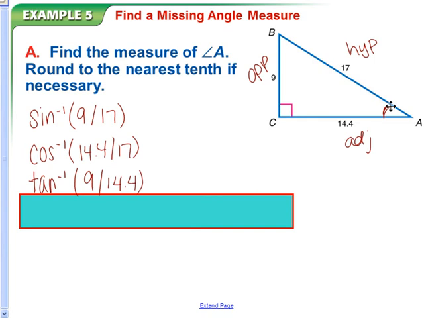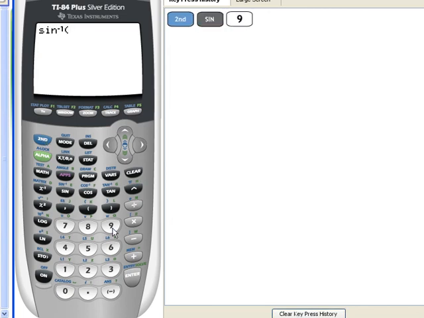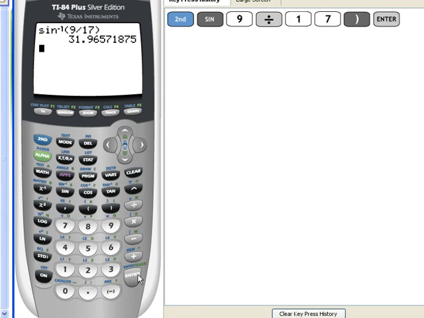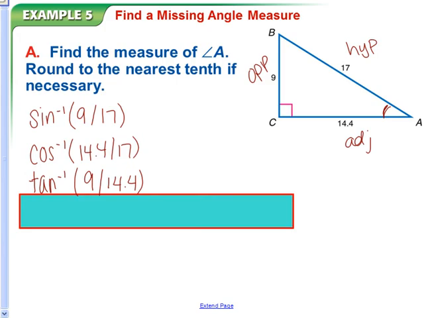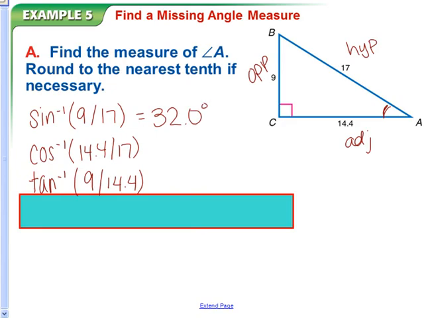I'm going to just type in sine inverse of 9 over 17. So you go second sine, 9 over 17, and it is 32 degrees. Oh, it says to the nearest tenth. Better double check that. And that would round up also, so 32.0 degrees.